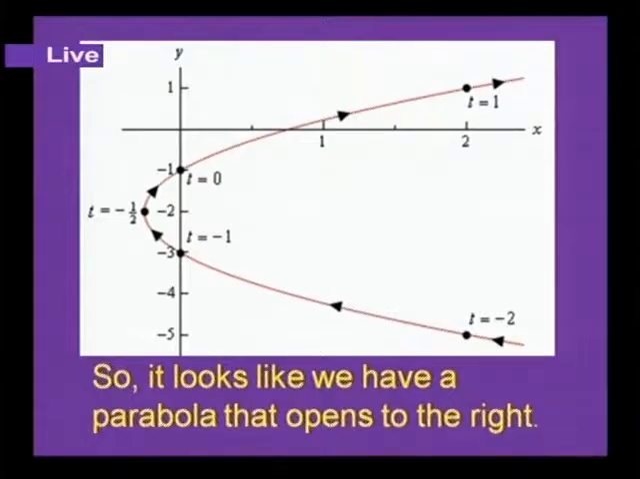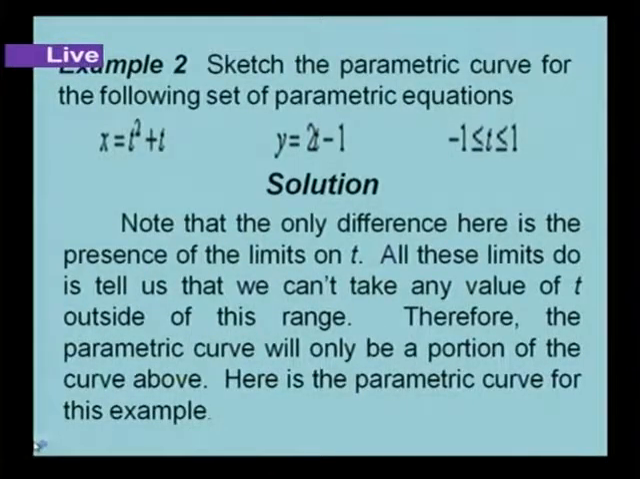It is a graph. It looks like we have a parabola that opens to the right. Before, we took only the graph without any limitations. Here we are taking the graph with limitations.